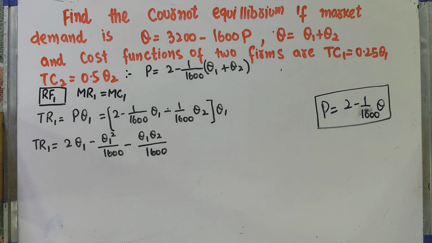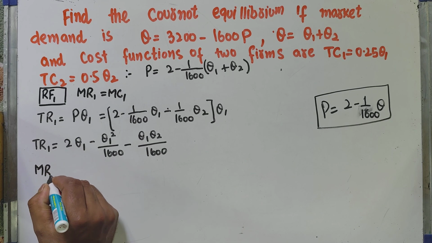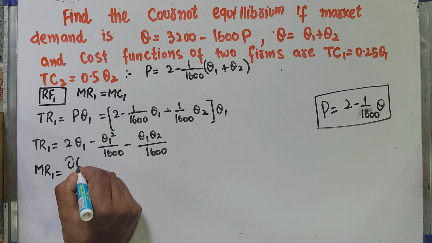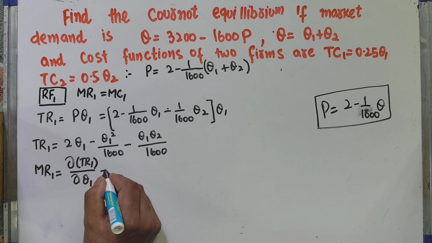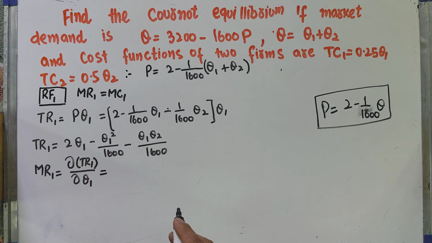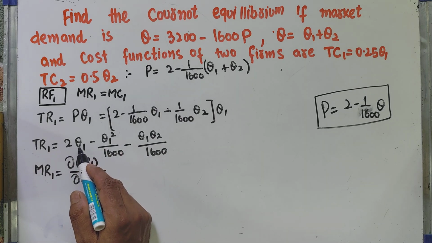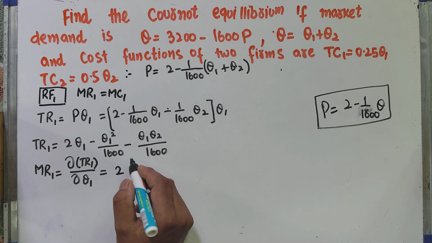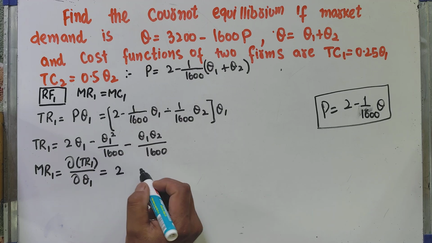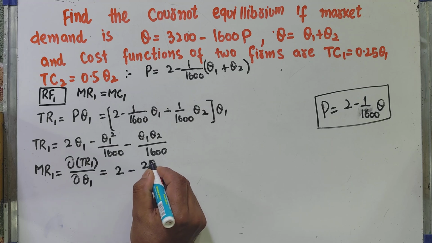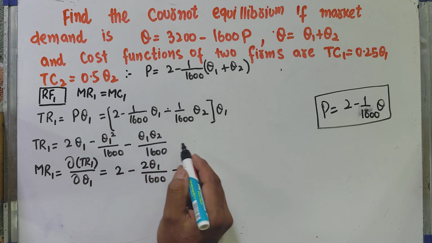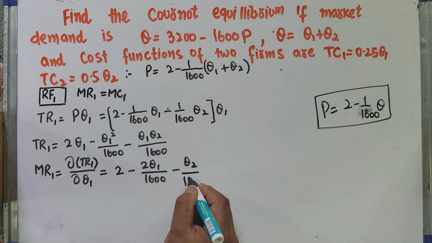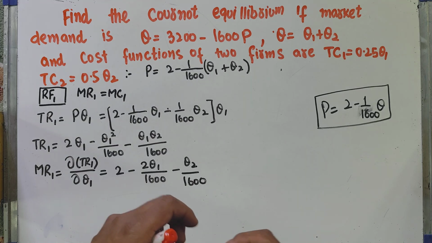Then we need to find the marginal revenue of firm 1. Marginal revenue of firm 1 is the change in the total revenue of firm 1 due to the change in the output of firm 1, that is, the partial derivative of this revenue function with respect to Q1. The derivative of 2Q1 is 2. In the first term, the derivative of Q1 square is 2Q1, so we get minus 2Q1 divided by 1600. And here the derivative of Q1 is 1, so we are left with minus Q2 divided by 1600. This is the marginal revenue function of firm 1.